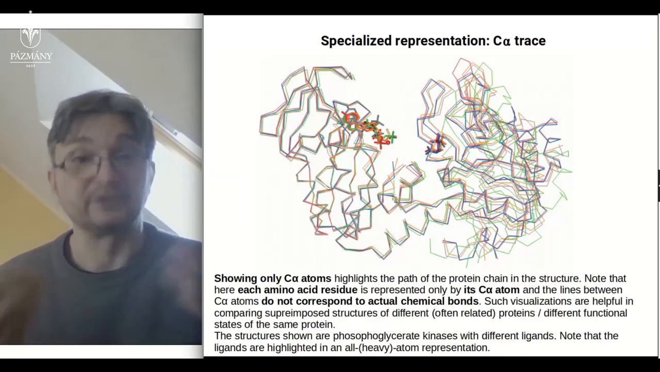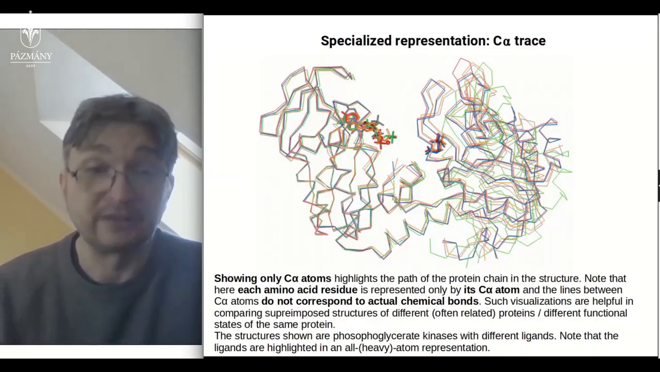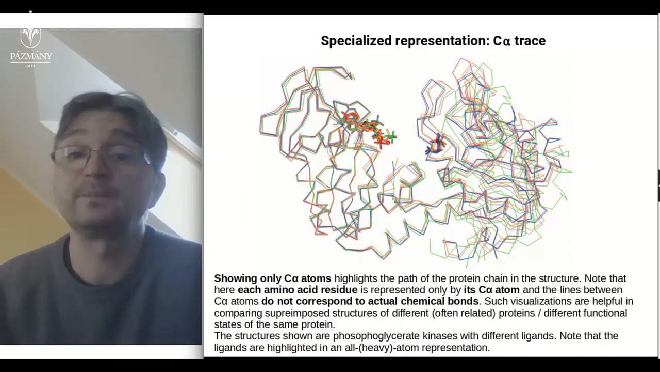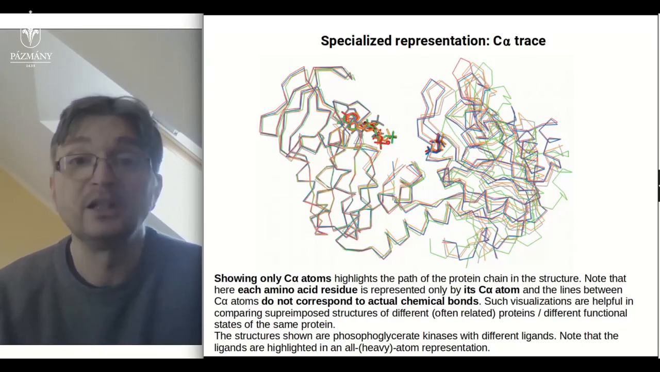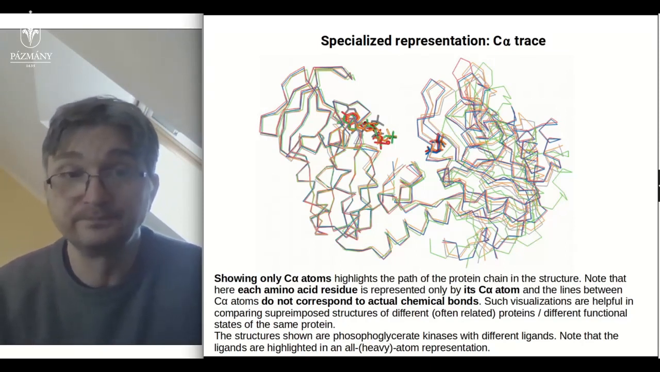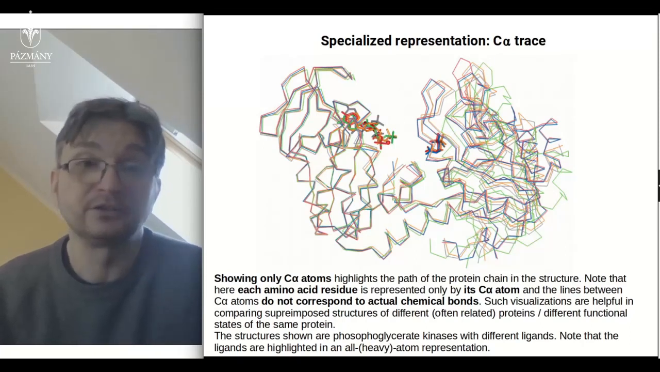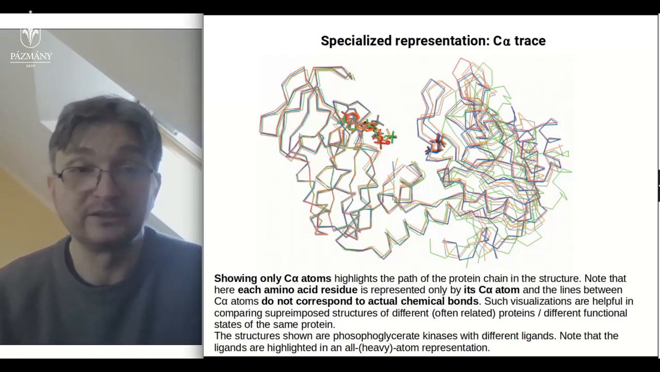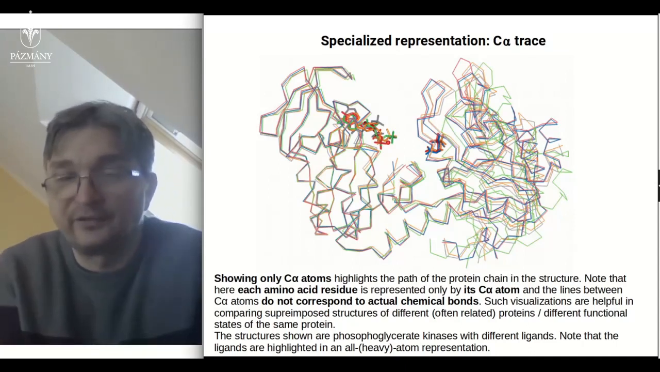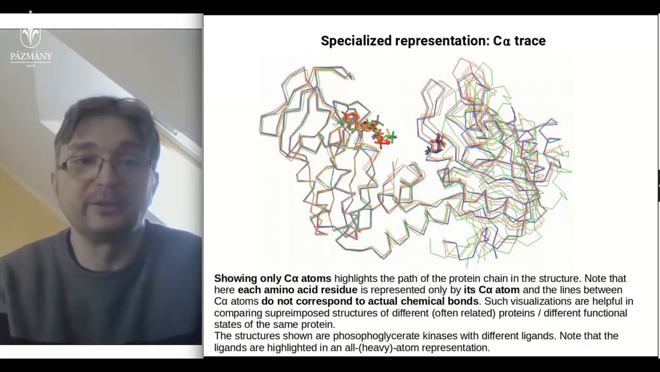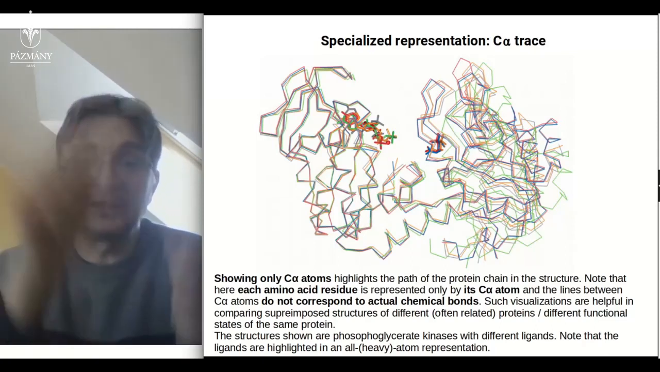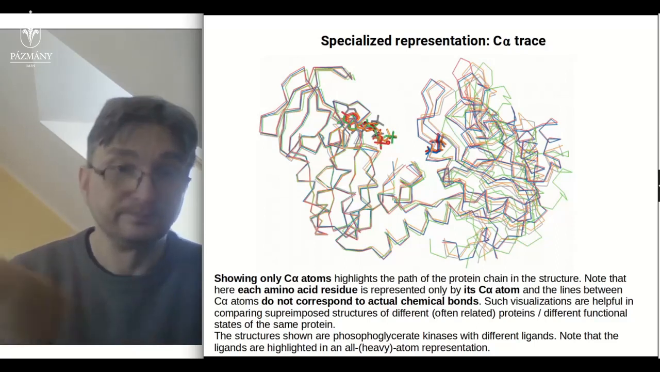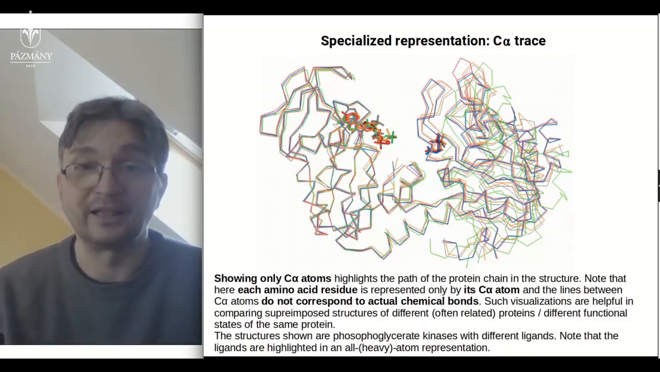Because all-atom representations are too crowded, we usually turn to specialized representations like the ribbon representation shown before. One relatively often used representation is the so-called C-alpha trace. Here we only show the C-alpha atoms of the protein, and we usually link the C-alpha atoms of neighboring residues with a line. But please note that these are not actual chemical bonds. The C-alpha atoms of neighboring amino acid residues in a protein are not covalently bonded. The amide bond is between them. But just to show the path of the polypeptide chain, we use these lines to connect them.